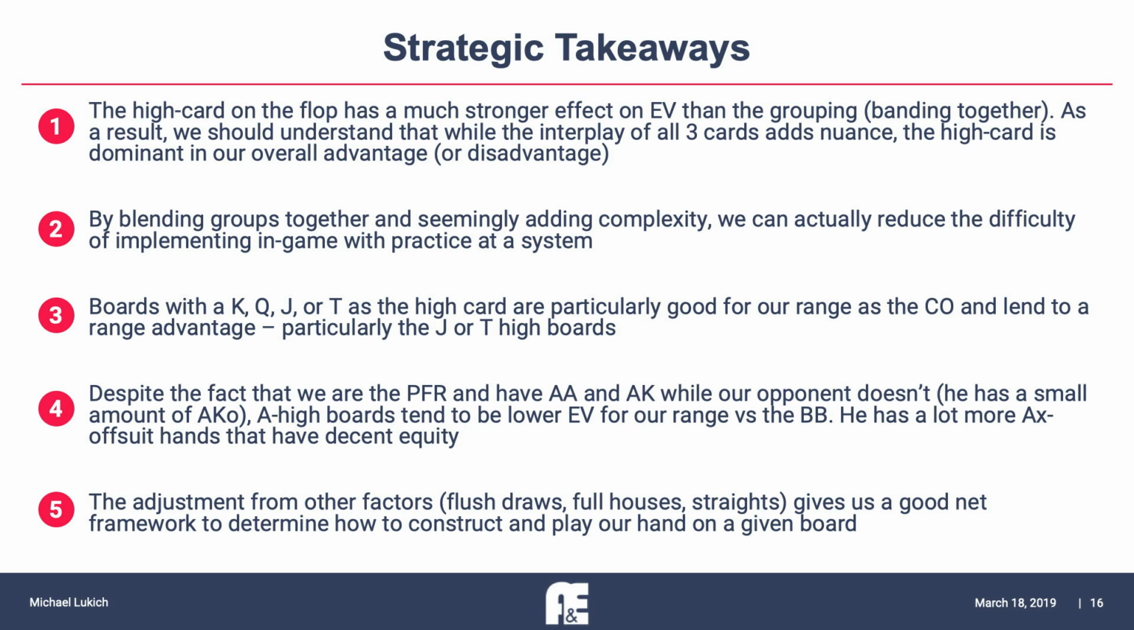The fourth thing is that despite the fact that we're a preflop raiser and we do have aces and ace-king in our range while our opponent doesn't, ace-high boards tend to have a lower EV for our range versus the big blind. As we covered, he has a lot more of those ace-x offsuit hands that have decent equity and can continue versus our range fairly well. So while he may not have that top-end range advantage, that second component stays fairly good in terms of equity, just under top end. The top pair portion, he has a lot more top pair hands than we do.